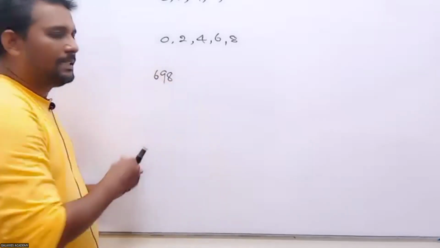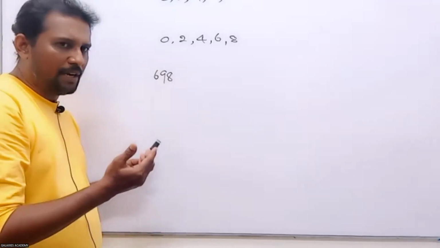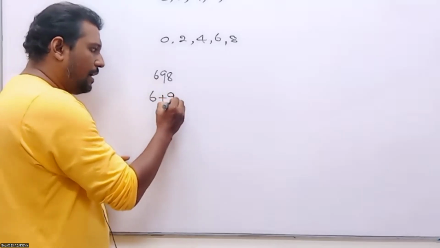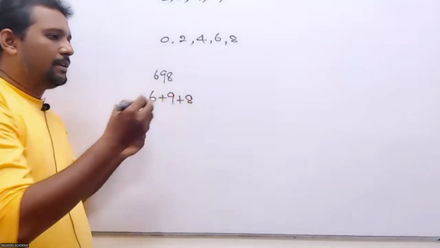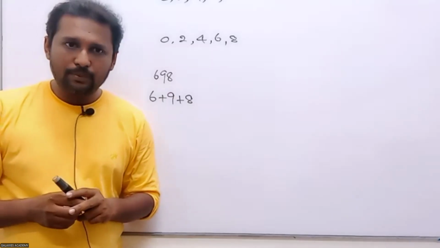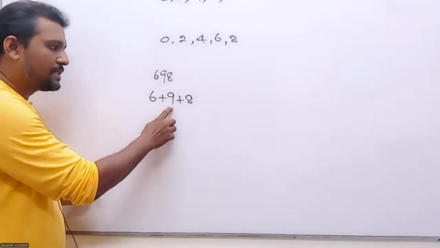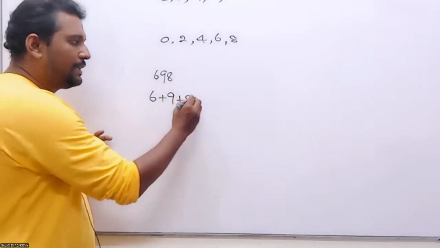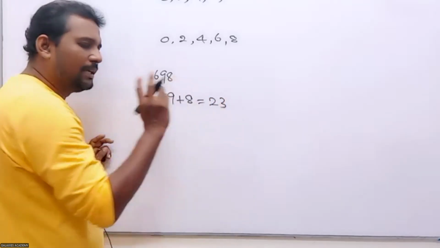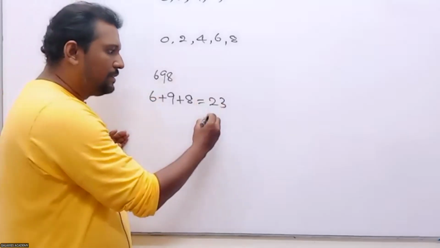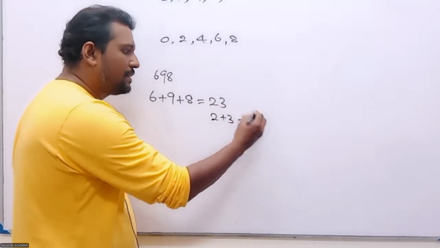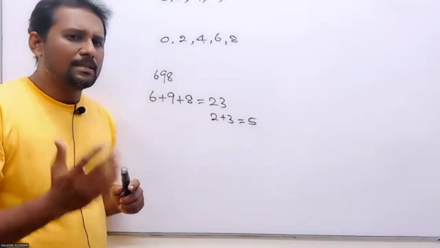So you check the digital root of this number. How can you find the digital root? You add all the digits until you get a single digit value. 6 plus 9, 15. 15 plus 8, 23. 23 has two digits, so again you add these two digits, 2 and 3. Then what is the answer? 5.